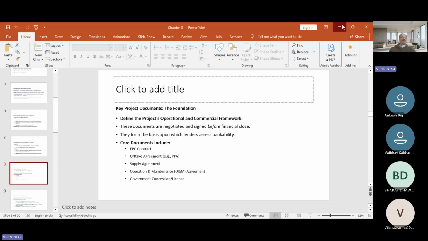So this one is about the shareholders agreement. Basically, the shareholder agreement is very critical as it ensures that equity funding is fully tied up and available to the SPV as per their financing requirements.